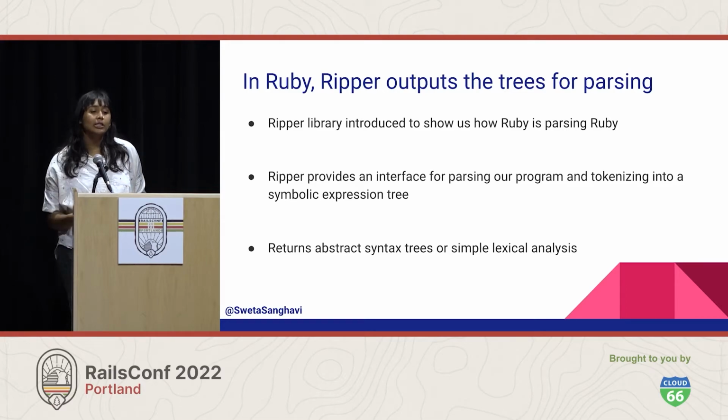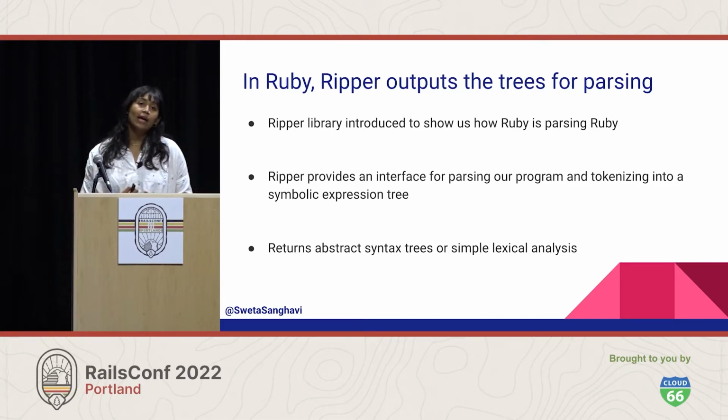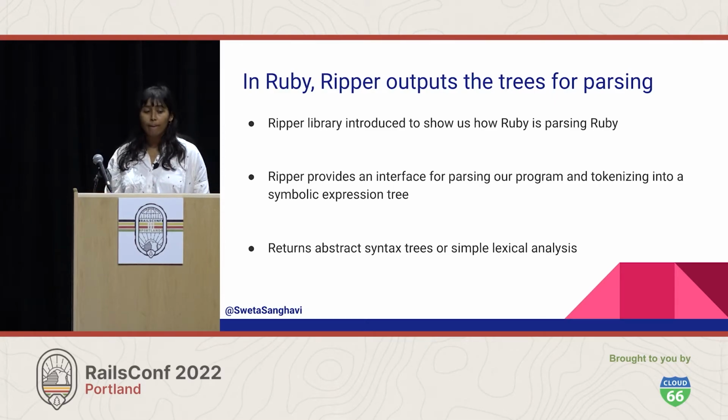In Ruby, we actually have a library called Ripper that gives us a window into how Ruby is parsing our code. Ripper outputs the tree that Ruby is using to parse.